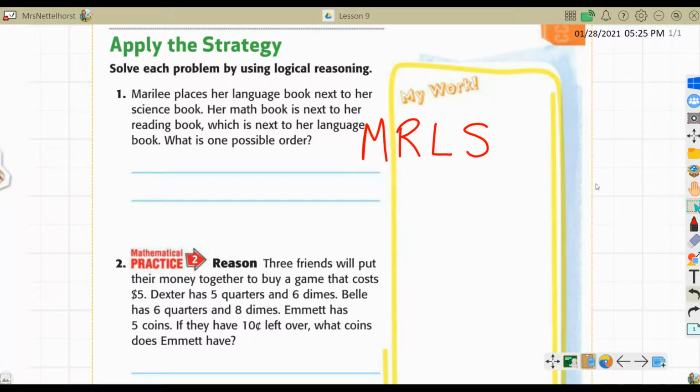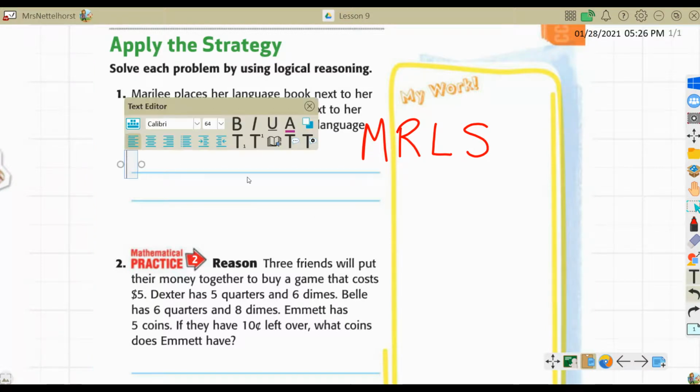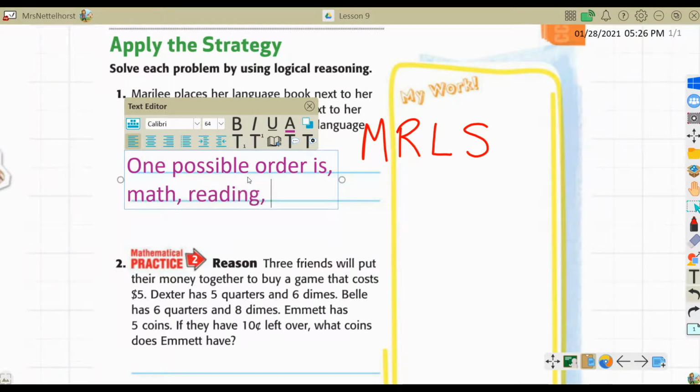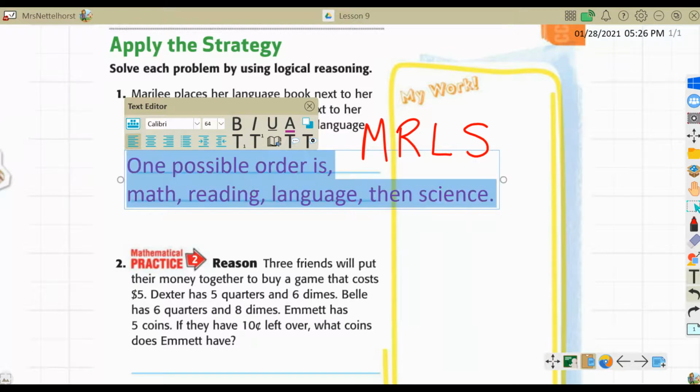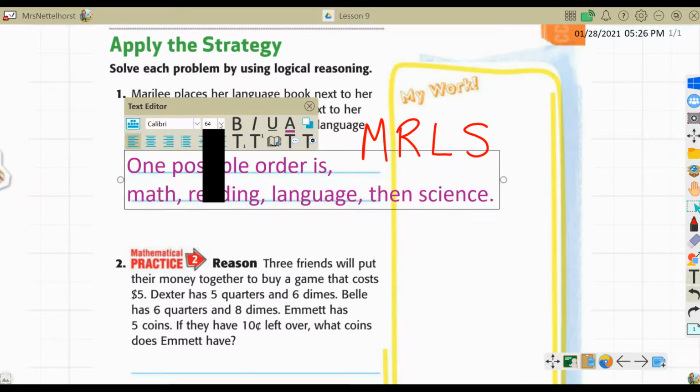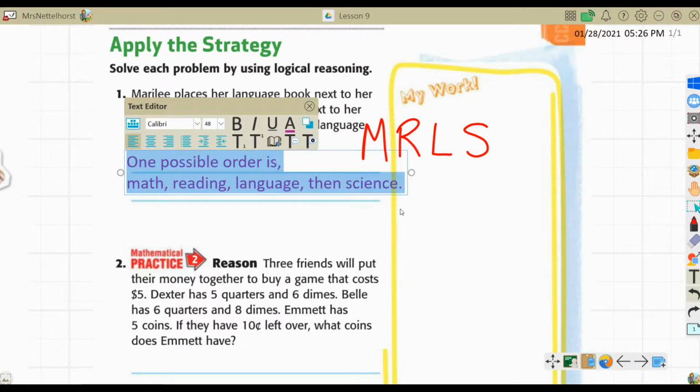So one possible order is math, reading, language, then science. There.